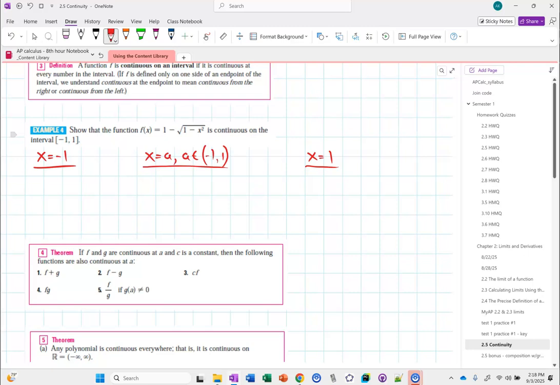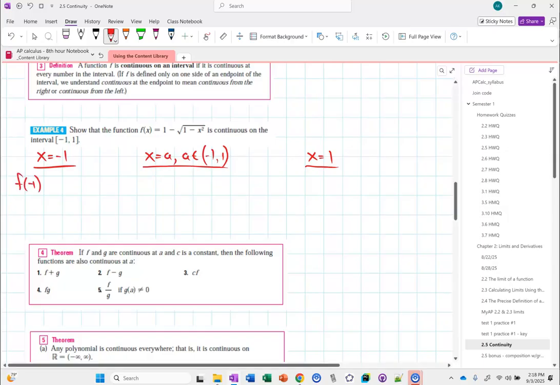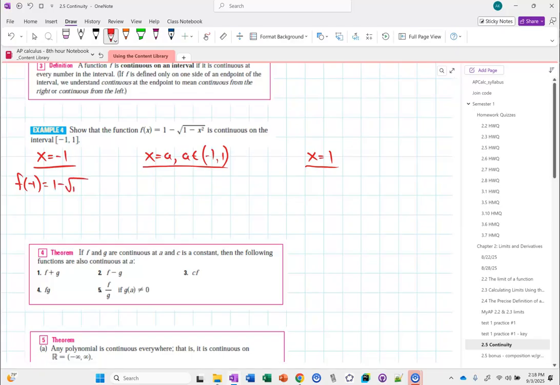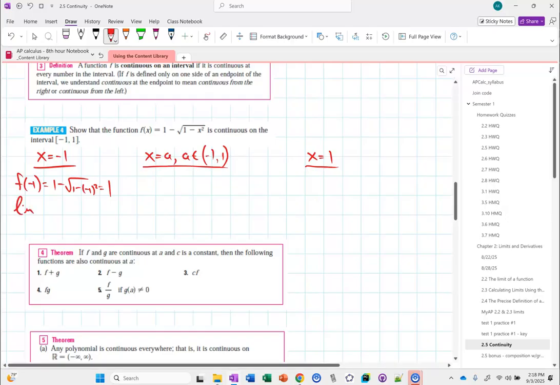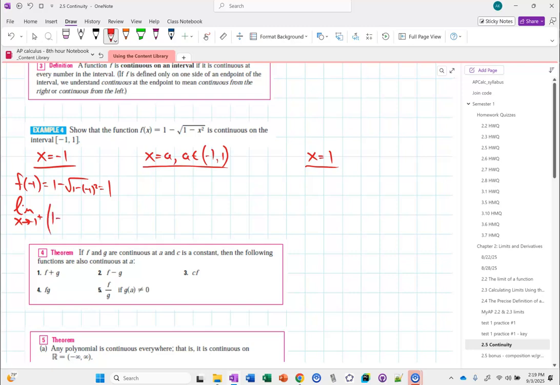Okay, so here, if I do f of -1, I just get 1 minus the square root of 1 minus (-1) squared, which is just 1. Is that okay? And then I need to look at the limit as x approaches -1 from the right of 1 minus the square root of 1 minus x squared.